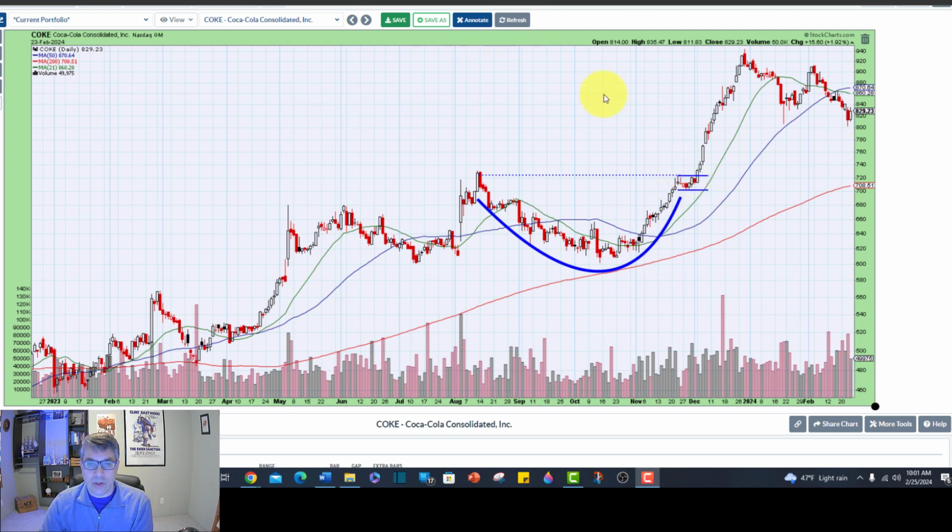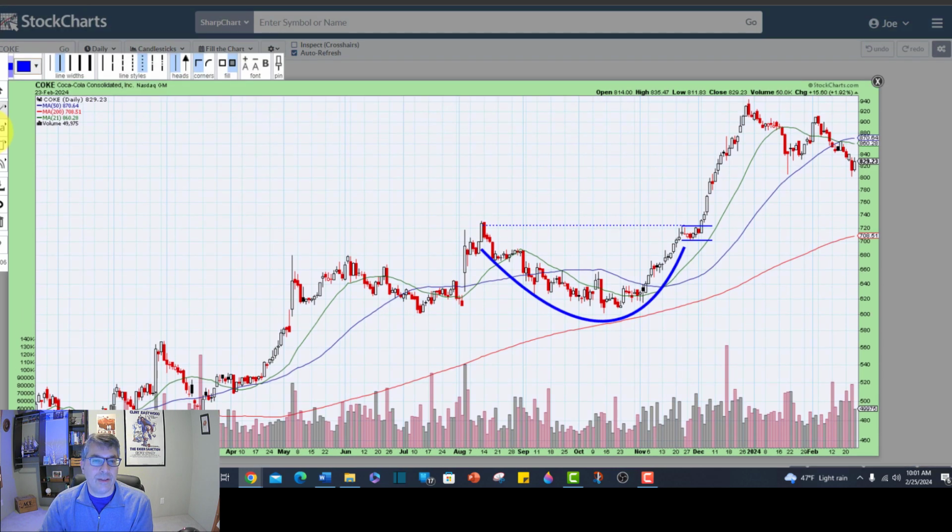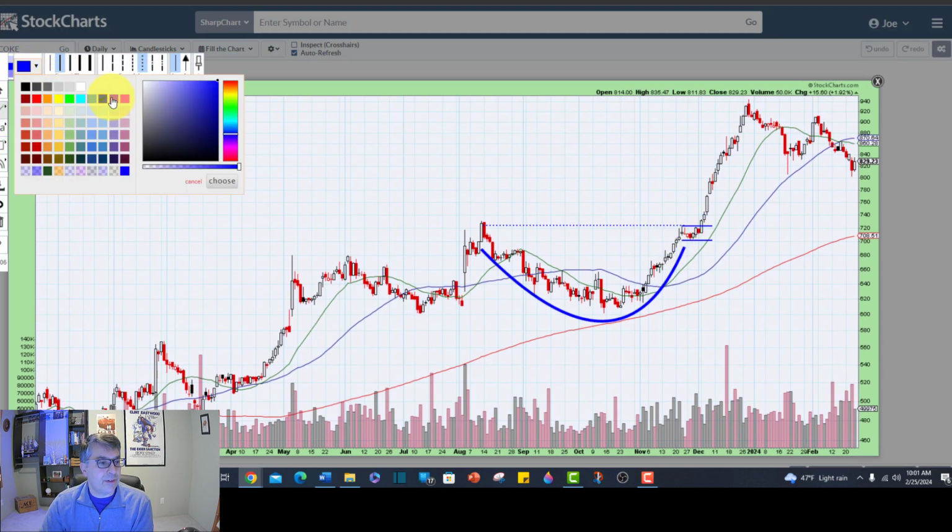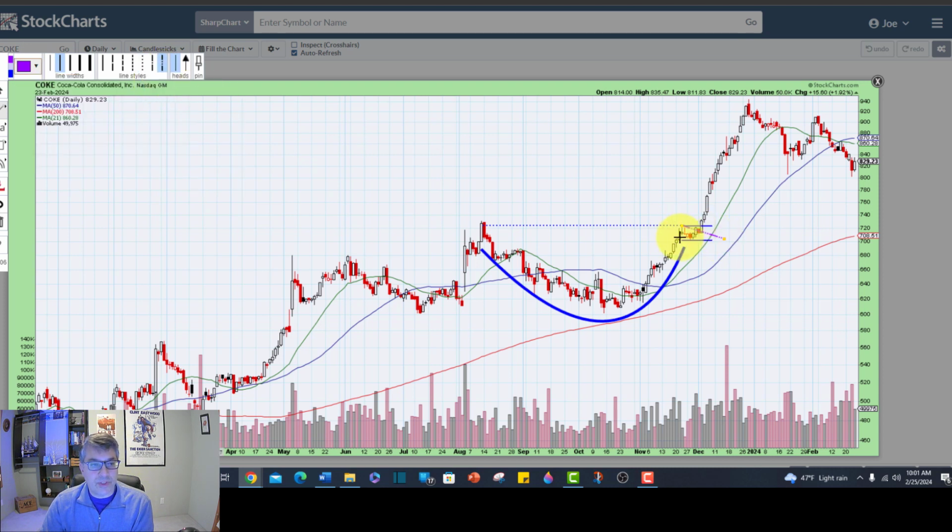Let me draw this in. Ideally, we want to see, let's pick a different color, a handle that droops down about like that. And that shakes out people who sell as things go down. That shakes out more shoe clerks, more short-term, weak hands, so to speak. And then when they're gone, there's no more supply to wring out of the towel, so to speak, and it goes up.